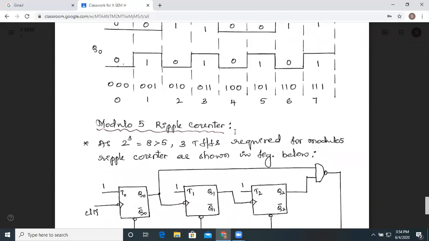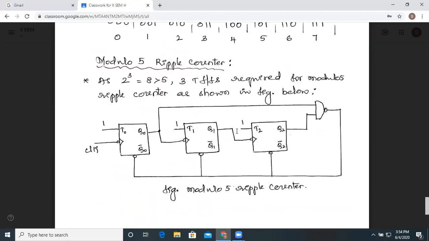Now we'll see how to convert this modulo 8 counter into a modulo 5 ripple counter.